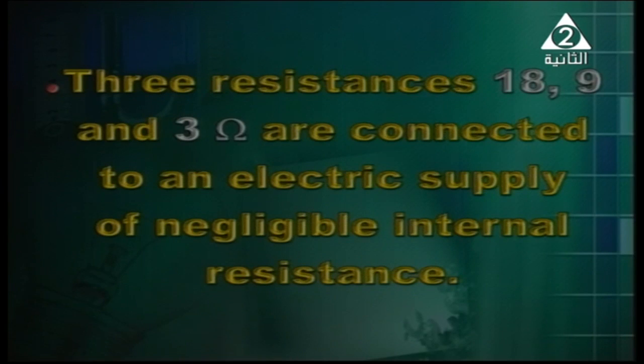Another type of problem. Okay. 3 resistances, 18, 9, and 3 ohm, are connected to an electric supply of negligible internal resistance. So R internal is equal to 0. But there is something here. The problem does not mention the way they are connected, the way of connection of the resistors.